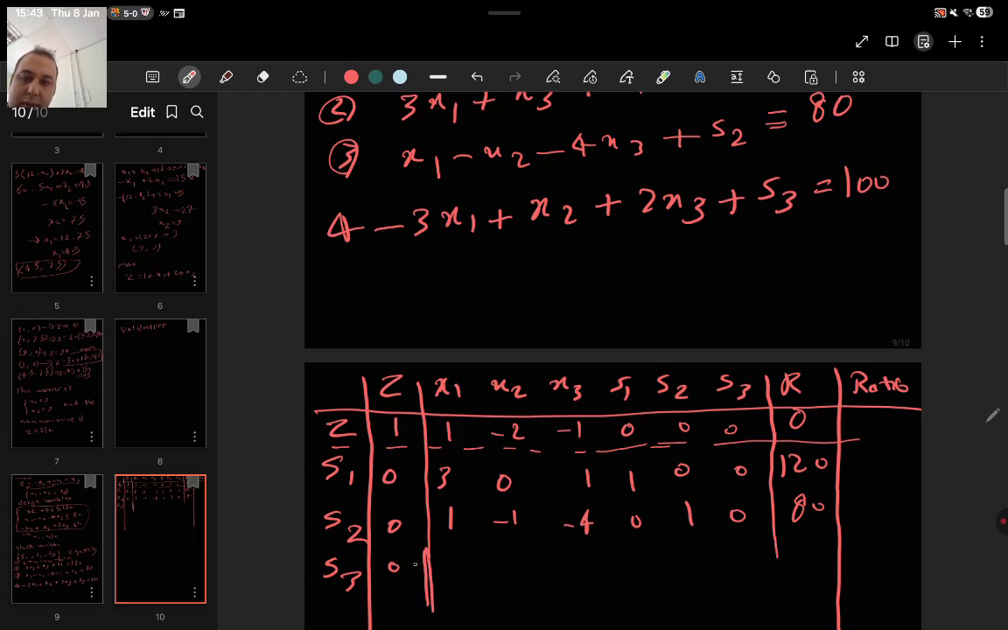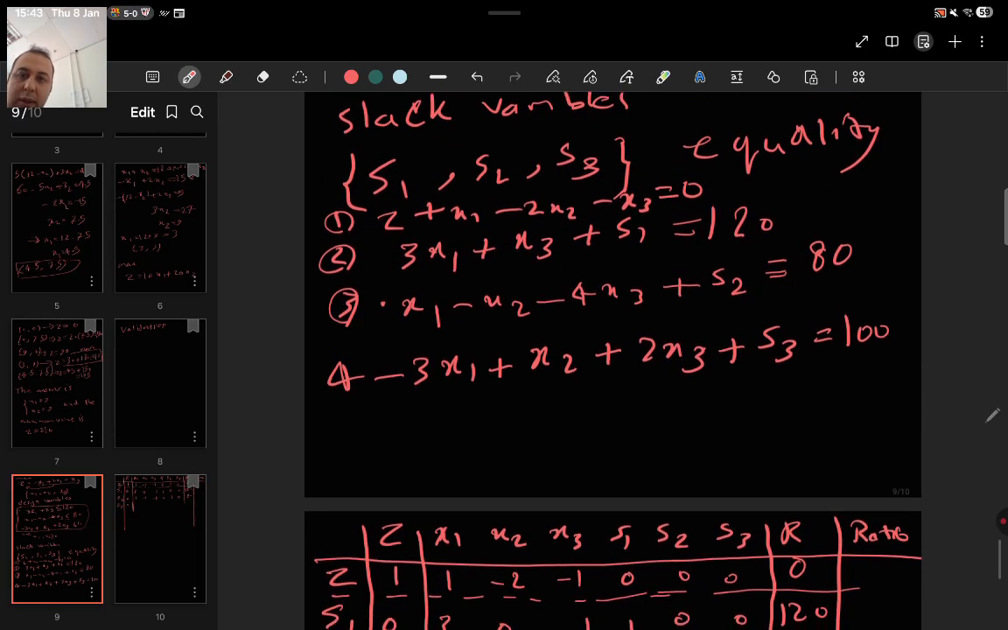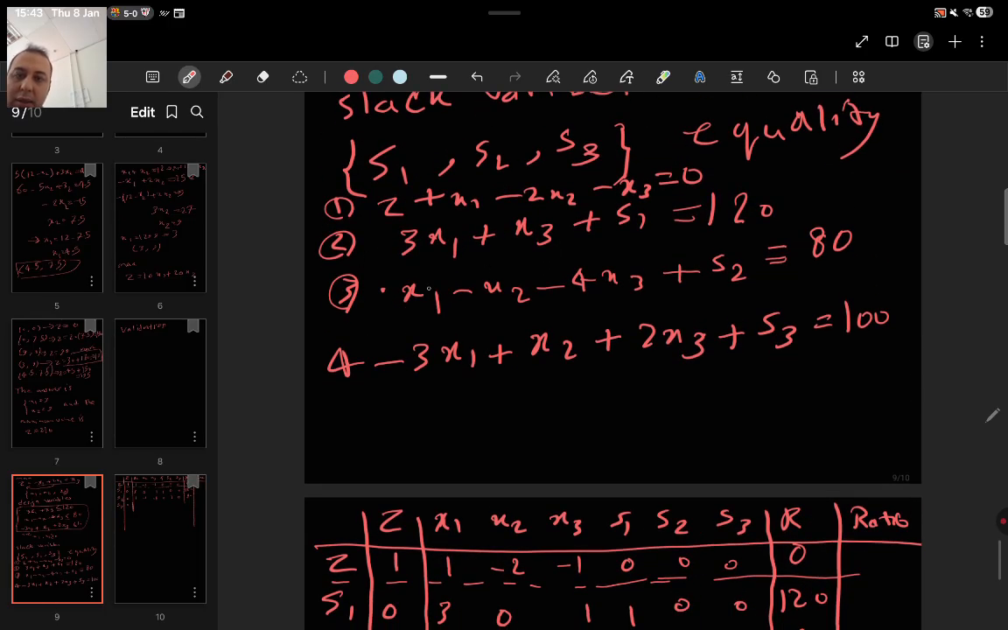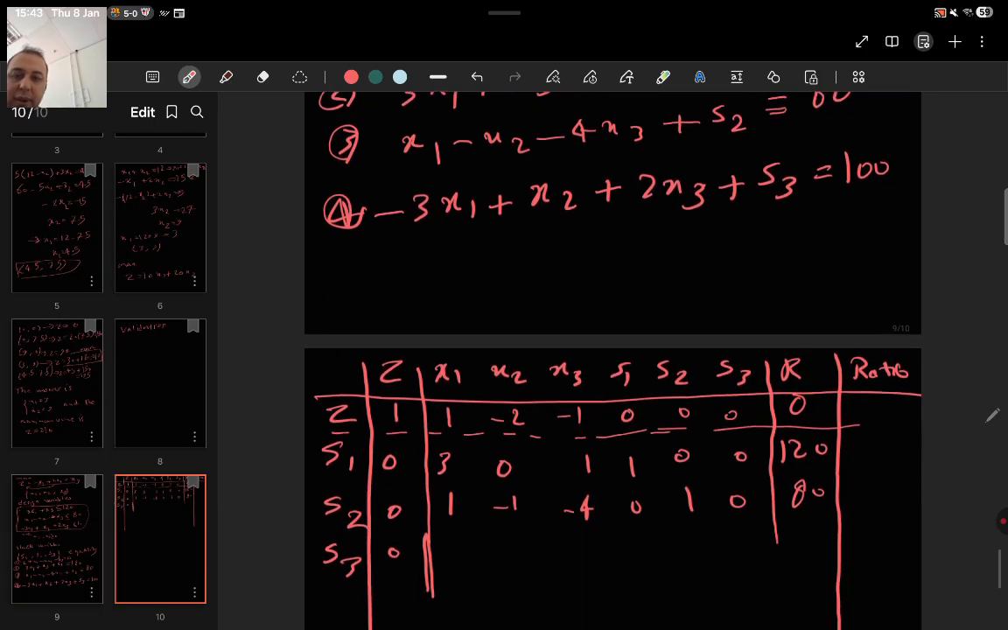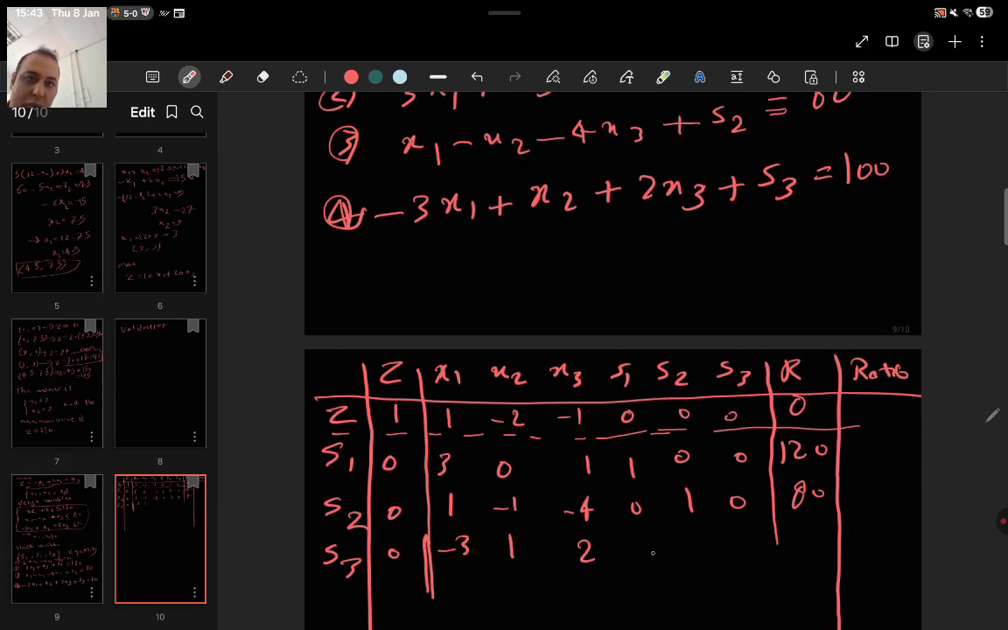For the fourth equation, sorry, the last equation, this one, we have minus 3, 1, 2, 0, 0, 1 and 100. First iteration, iteration 0 is already done. Okay, it's complete.